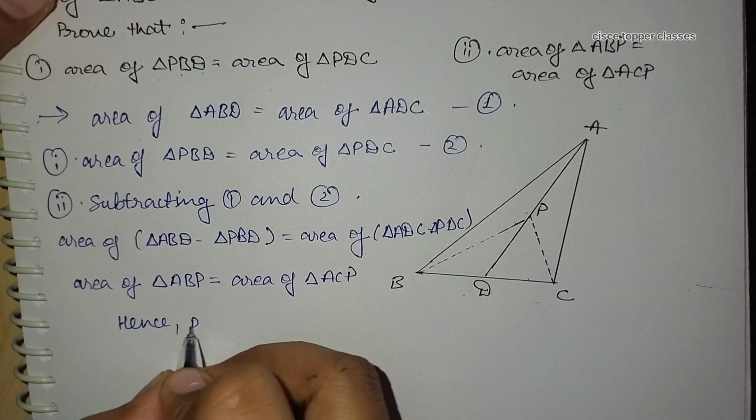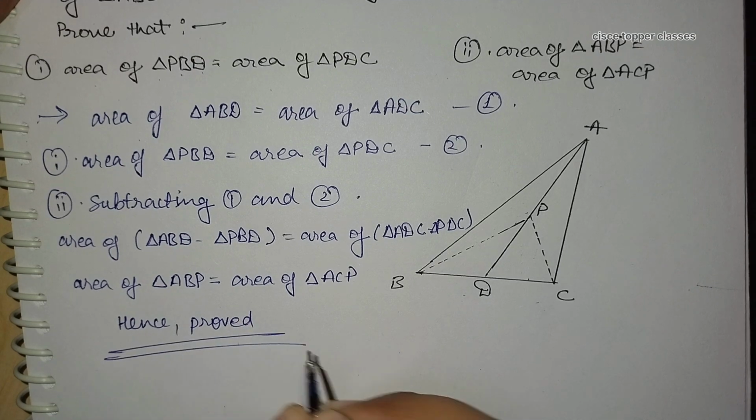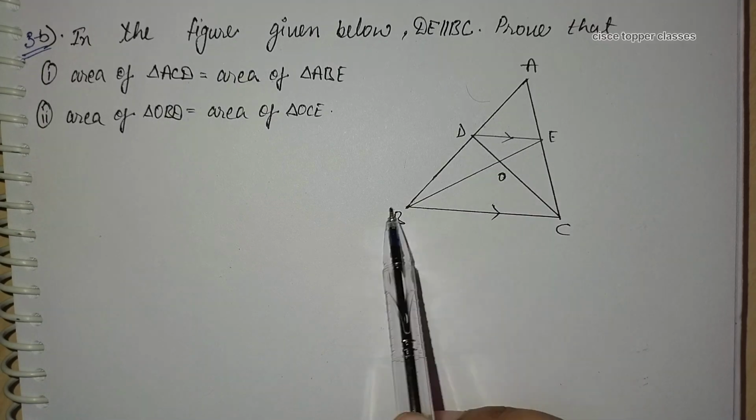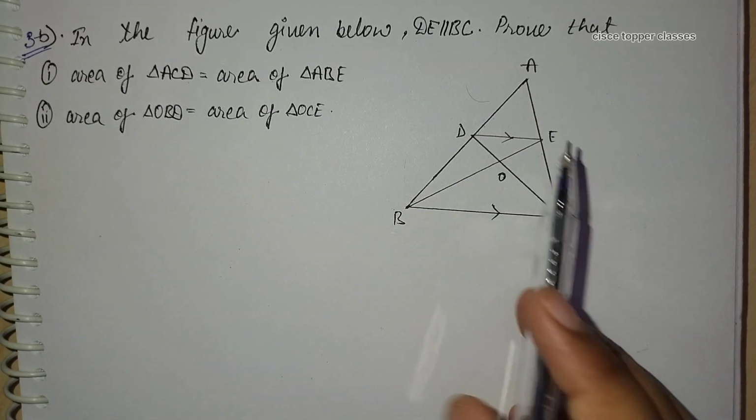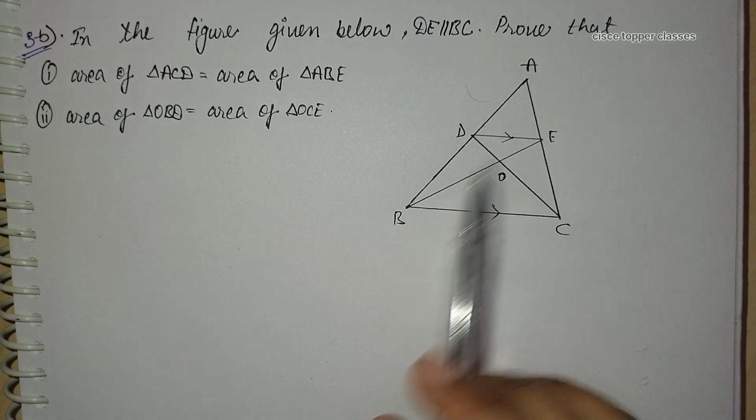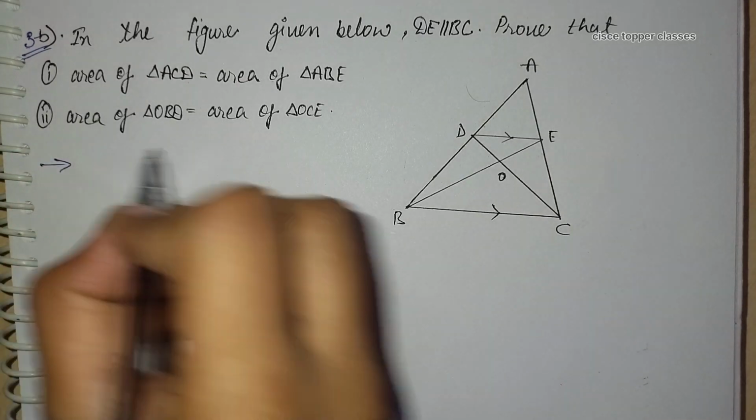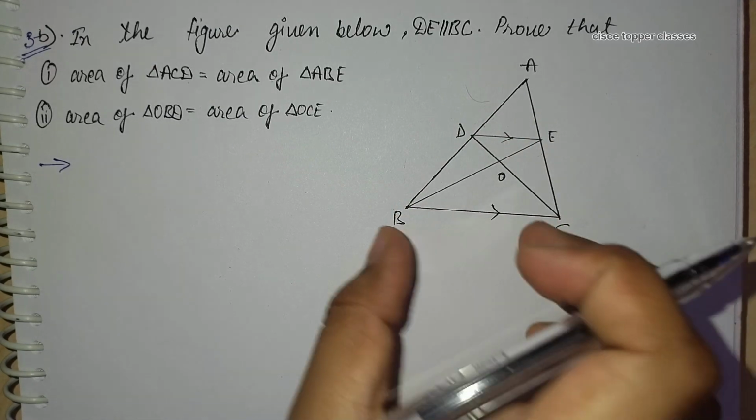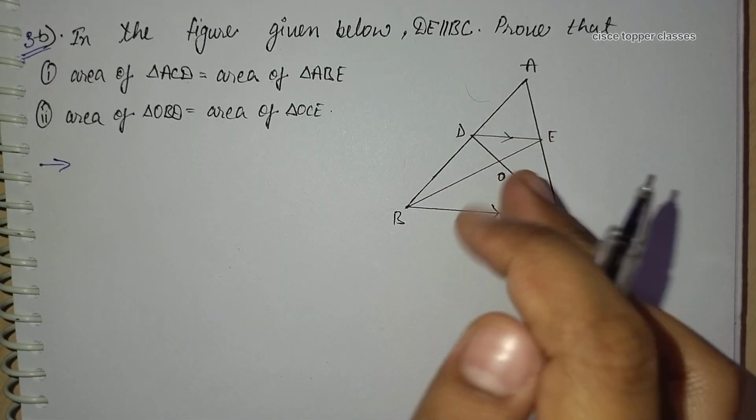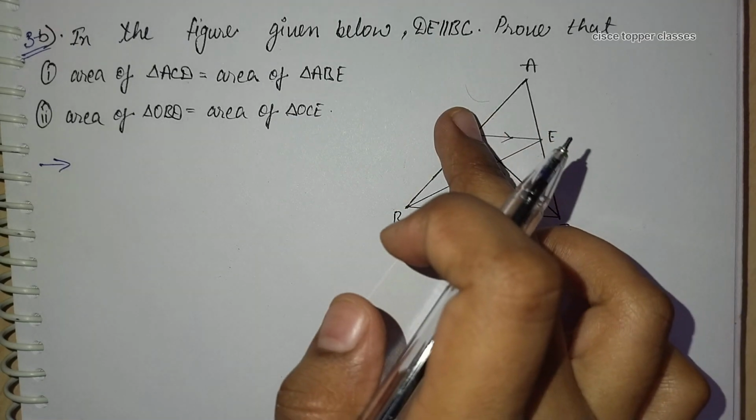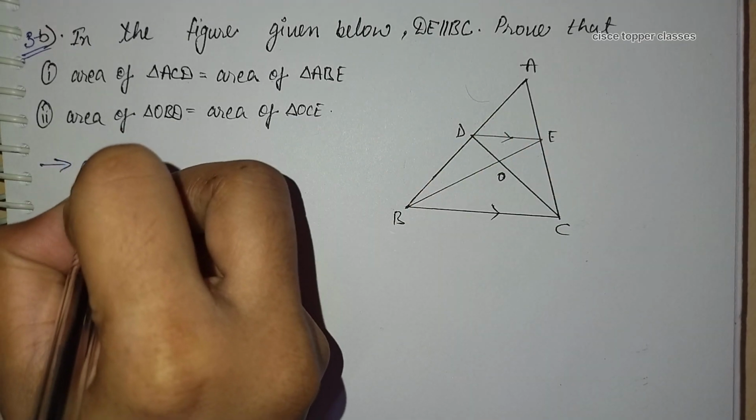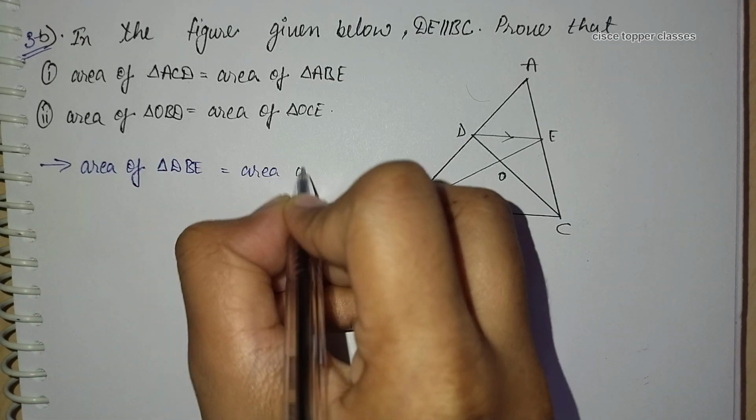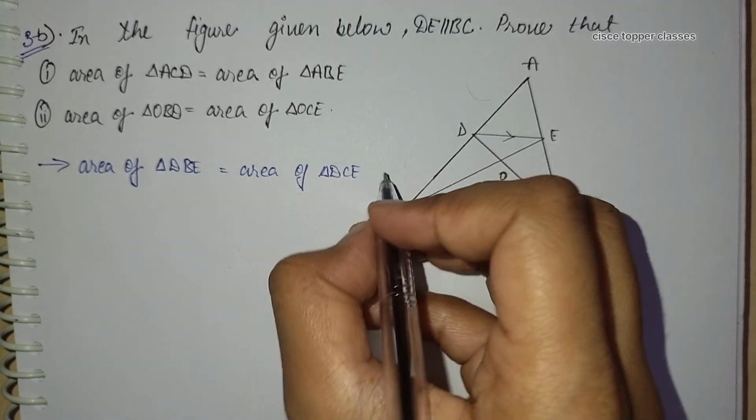This is only we have to prove in the second part of the question. Hence proved. Now let us solve the second question. In the figure given below, DE is parallel to BC, then prove that area of triangle ACD is equal to area of triangle ABE. Because these two triangles DBE and DCE are on the same base and between the same parallel lines, we can simply say that area of DBE is equal to area of DCE from the theorem. So, area of triangle DBE is equal to area of triangle DCE here.